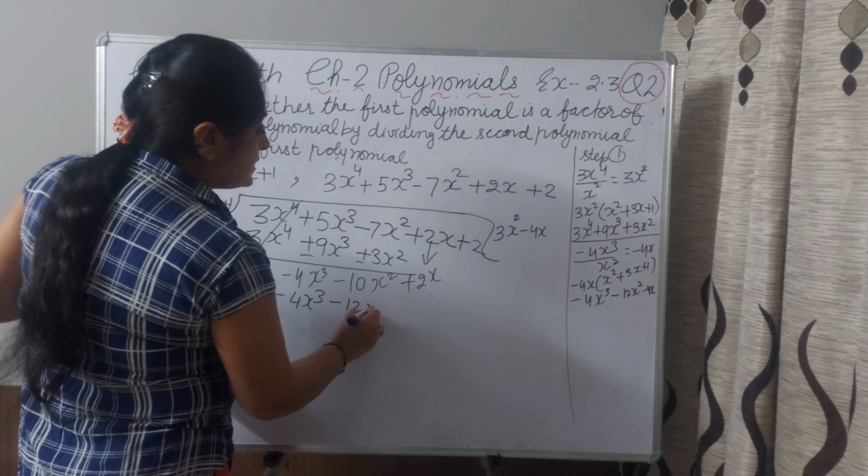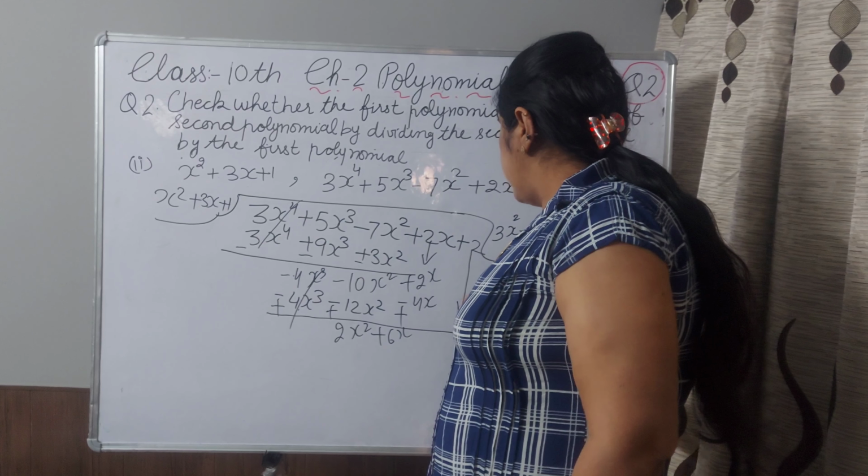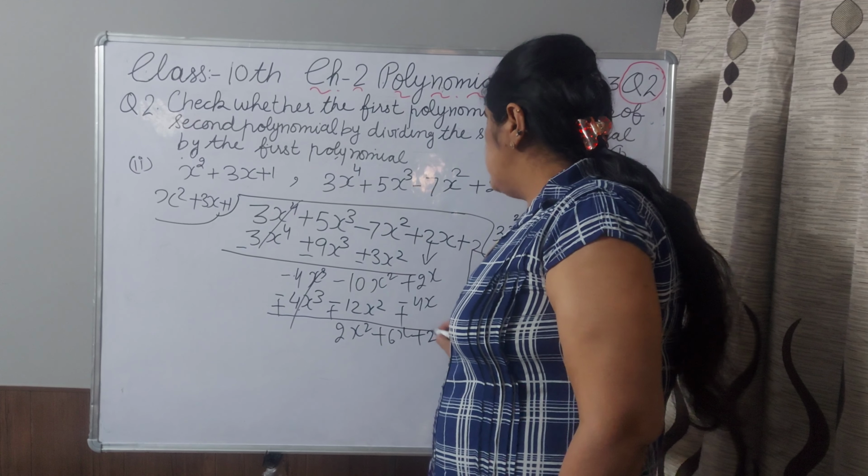Next step is change the sign. This will be positive, this is negative, positive. This is minus, you change into plus. Negative and positive will be cancelled. 10 is minus and 12 is positive. Remaining 2x square positive and plus 6x. Now these two carry from here, write here 2.